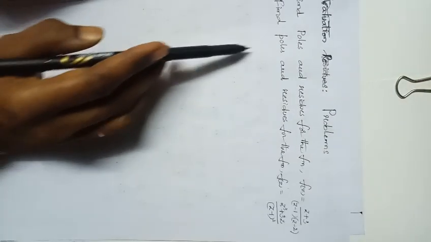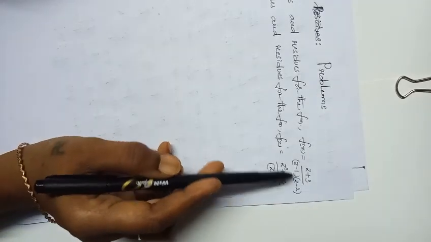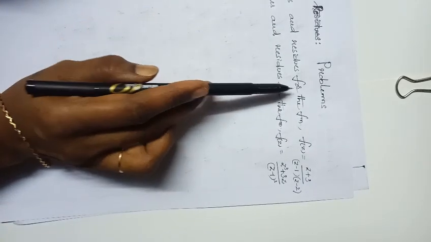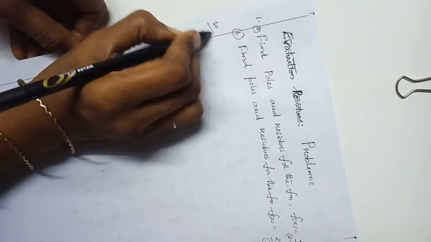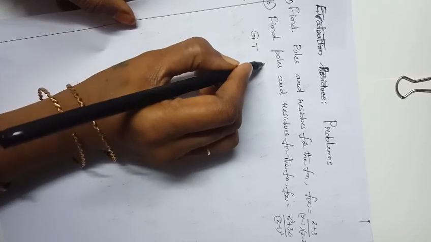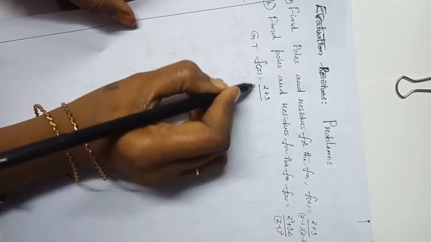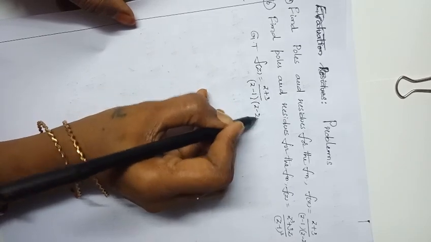Now the first problem. Find poles and residues for the function f of z equal to (z plus 3) by (z minus 1)(z minus 2). Here also we need poles and residues. There are two problems, and for both we need poles and residues. First solution. The function is given as f of z equals (z plus 3) by (z minus 1) into (z minus 2).